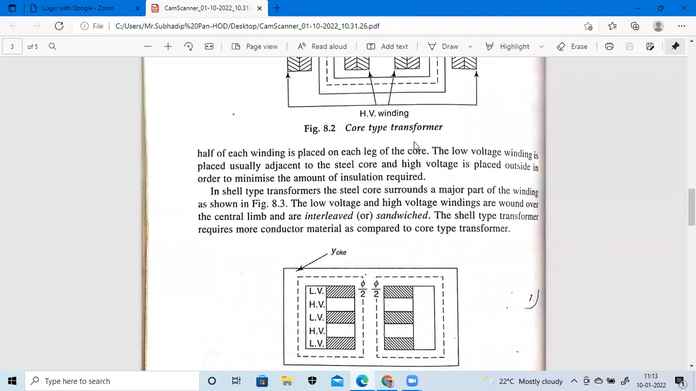One is known as the core type, and the other is known as the shell type. The core type arrangement is used for large power rating and current, but the shell type of construction is used for low power rating.